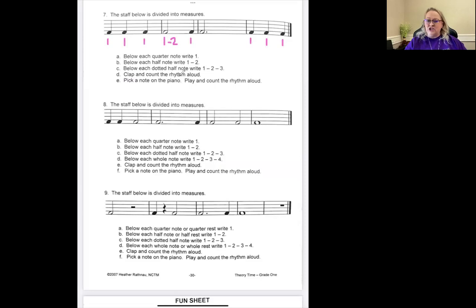It says below each dotted half note, write 1, 2, 3. So write 1, 2, 3. And we can write in the little dash if you prefer. The dashes are not required. Part D says clap and count the rhythm aloud.